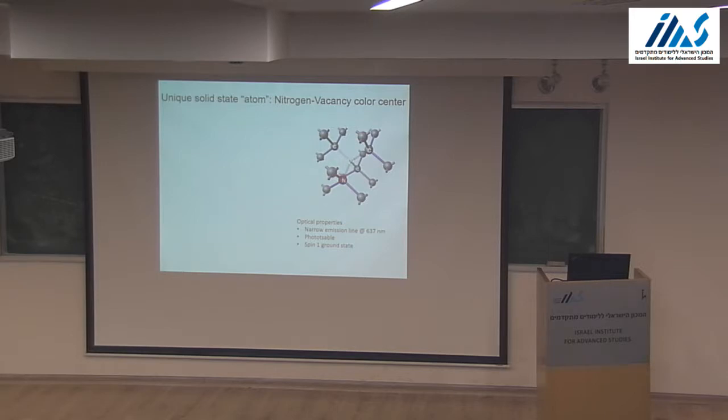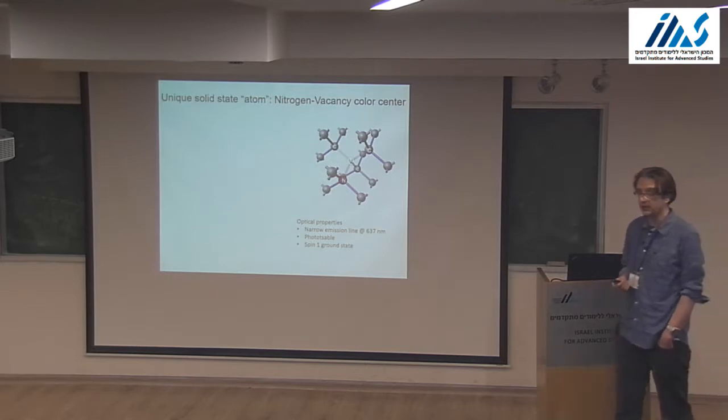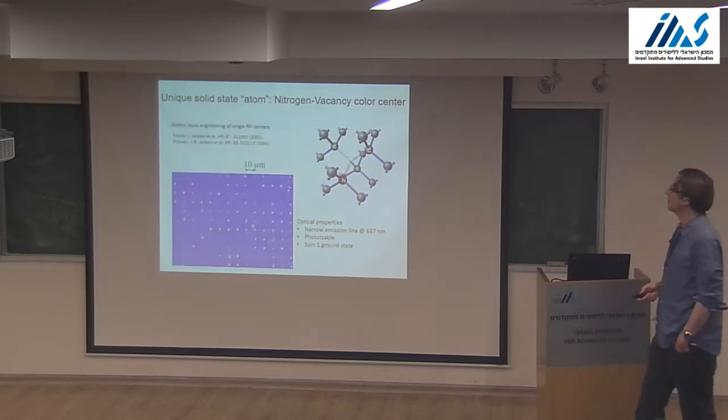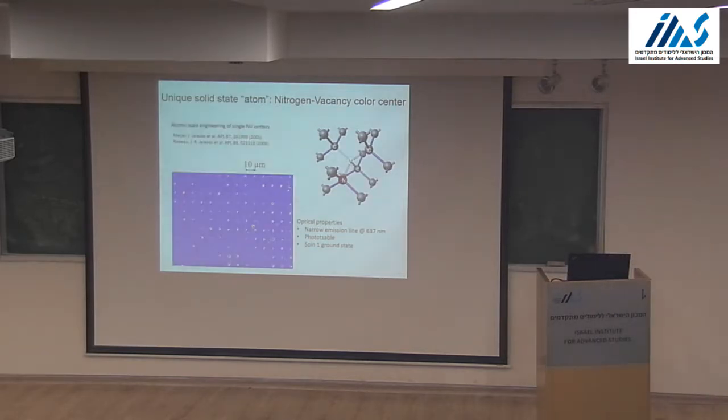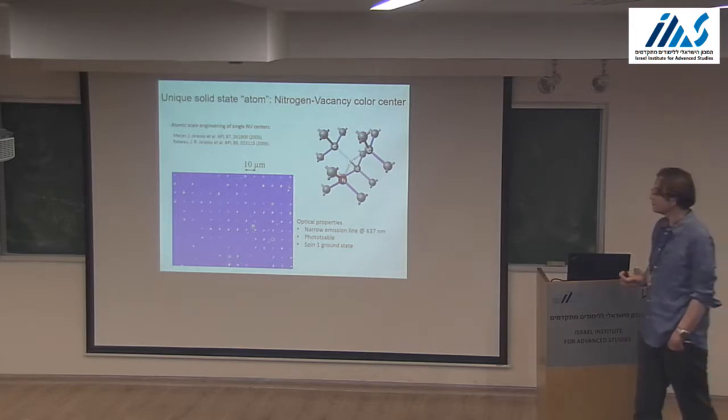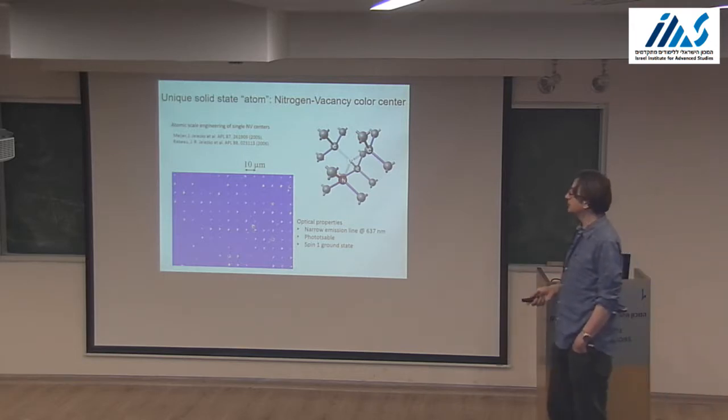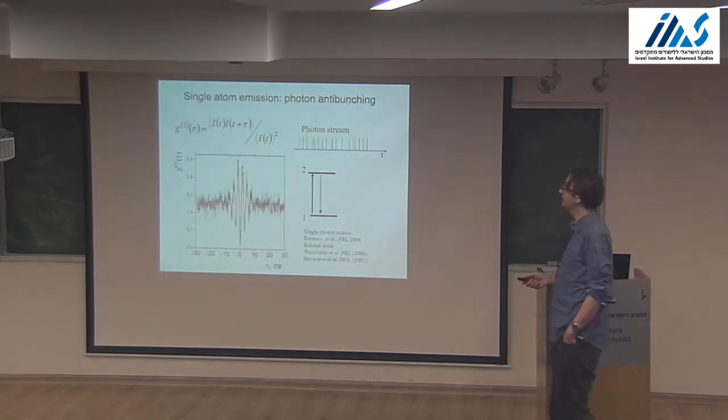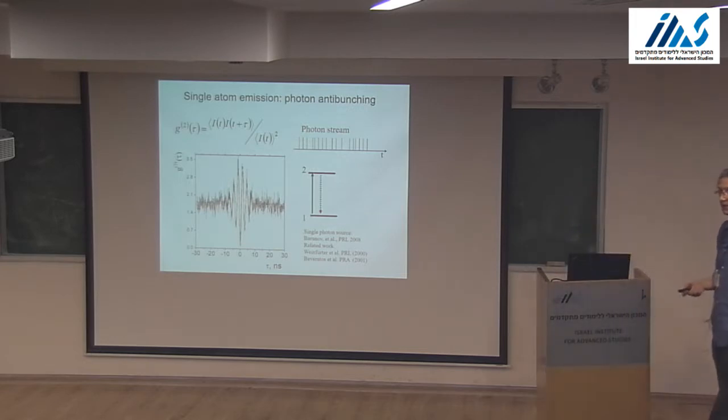This defect is interesting in several respects. It has a strong optical absorption and emission, but it also can be created on demand in an ultra-pure diamond. Here you see a lattice of nitrogen vacancy defects created in a diamond by implanting nitrogen ions one by one. It's well understood and also has quite interesting optical and spin properties.